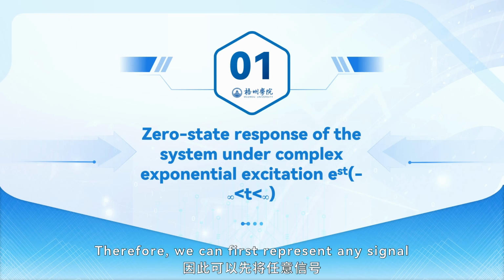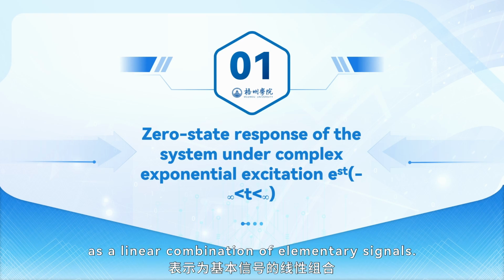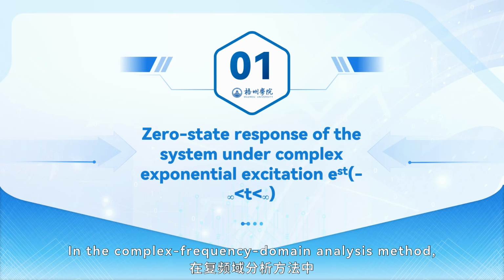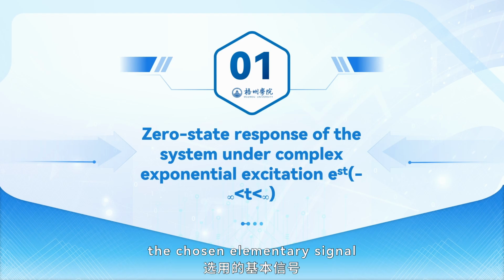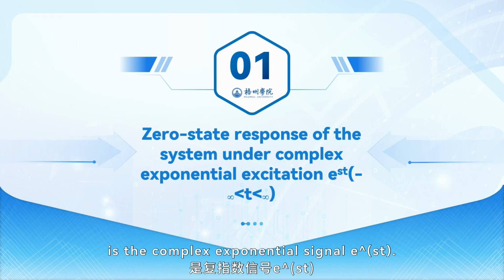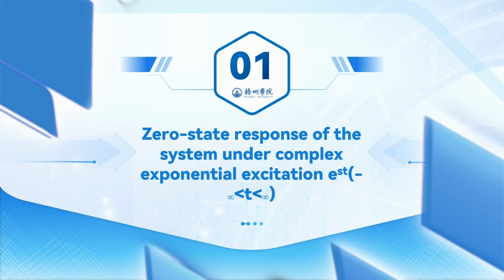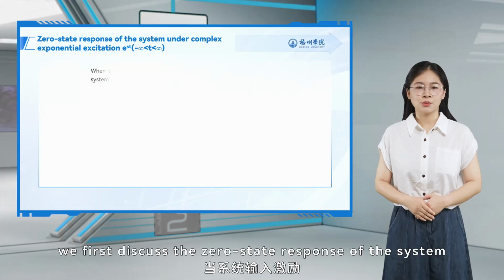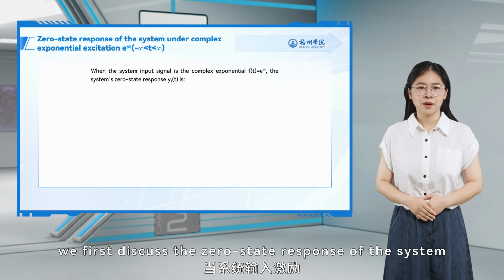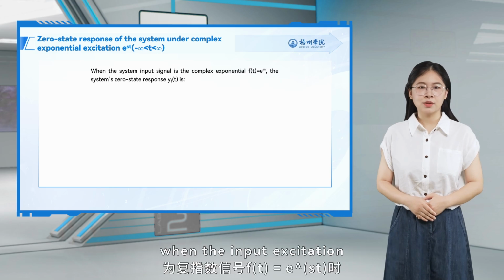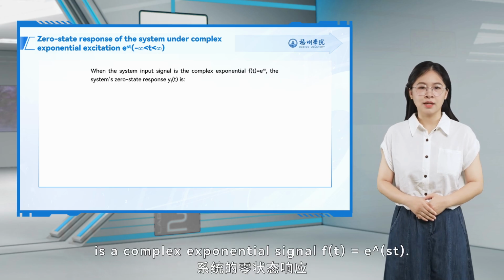Therefore, we can first represent any signal as a linear combination of elementary signals. In the complex frequency domain analysis method, the chosen elementary signal is the complex exponential signal e to the power of st. Therefore, we first discuss the zero-state response of the system when the input excitation is a complex exponential signal f of t equals e to the power of st.